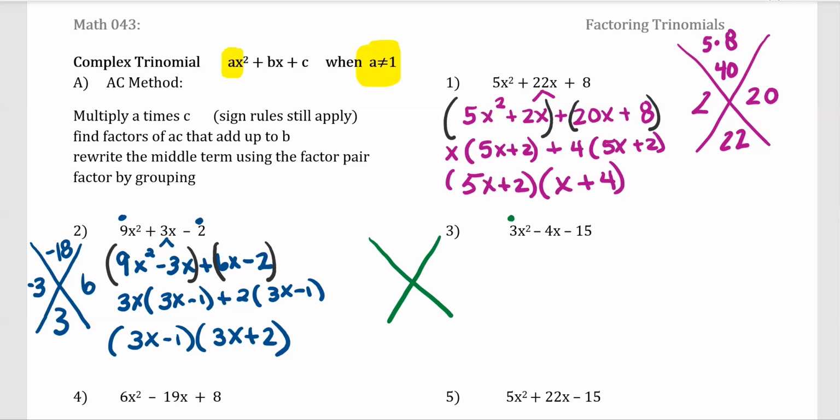Number 3, a is 3, c is negative 15. 3 times negative 15 is negative 45. The factors of negative 45 that add to negative 4: 5 and negative 9. Write negative 4x as negative 9x plus 5x.